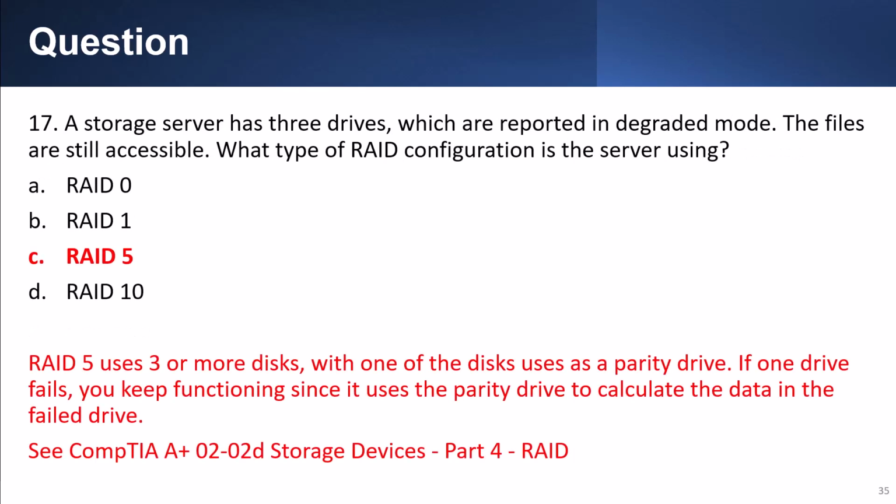Answer: RAID 5. RAID 5 uses 3 or more disks, with one of the disks used as the parity drive. If one drive fails, you keep functioning since it uses the parity drive to calculate the data in the failed drive.